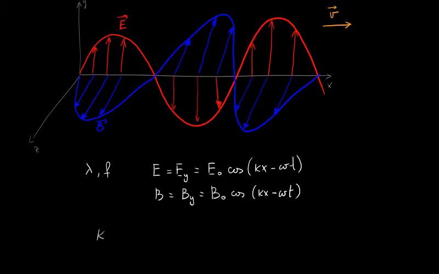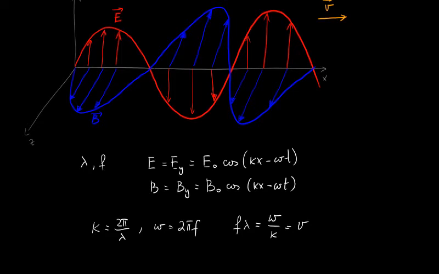where k equals 2 pi over lambda, omega equals 2 pi f, the angular frequency, and we can write f lambda equals omega over k, and that equals the speed of the wave.